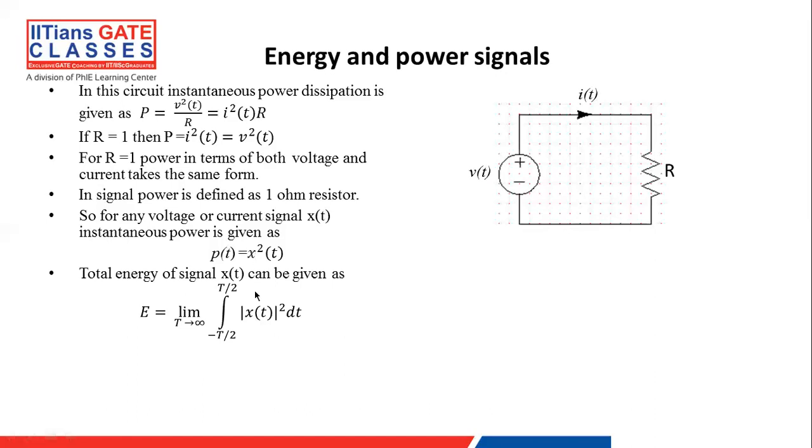Now, if you see here, we have put the mod here. We have put this mod because xt can be a complex signal or a real signal. If it is a complex signal, you have to put the mod. If it is a real signal, you can remove the mod and just square it.